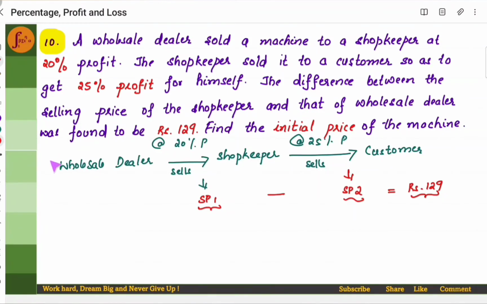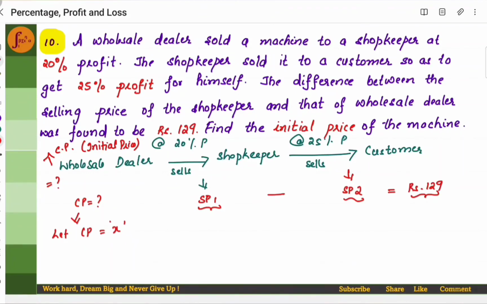Now find the initial price of the machine. What is the initial price? The price at which the dealer bought. Cost price. Initial price, right? This is what we need to find out. So we need to find the cost price. Now we will assume the cost price. Let cost price be X.